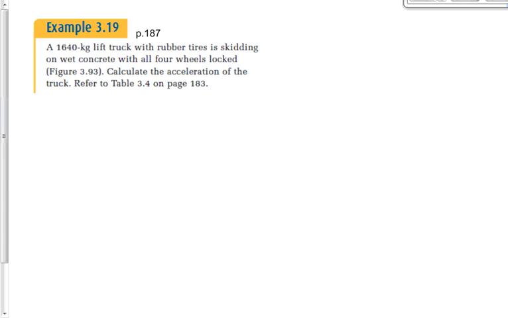Let's try one more example here. It says a 1640 kilogram lift truck with rubber tires is skidding on wet concrete with all four wheels locked. What's the acceleration of the truck? Well, first of all, clearly a friction problem, right? Are we dealing with static friction or kinetic friction? The rubber tires is skidding on the wet concrete. It's sliding on the wet concrete. Nathan? Kinetic. We're going to say the mass of this object is 1,640 kilograms.